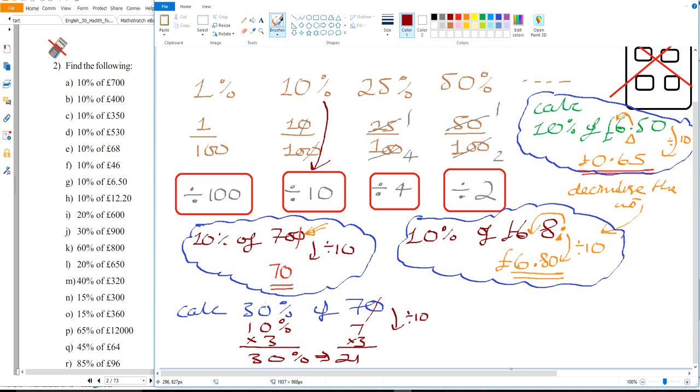So now we should be able to do all the questions from 2a all the way down to 2m. In the next video, we'll show you how to deal with 15% and other percentages which will take a little bit more calculation. So I would like whoever's watching this video to have a go at questions 2a all the way up to 2m, and then we'll go through the other questions in the next video. Thank you for joining us.